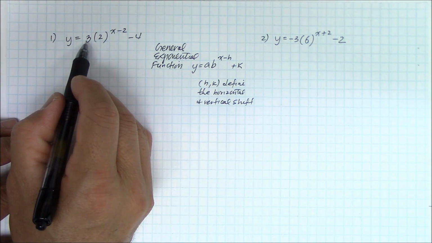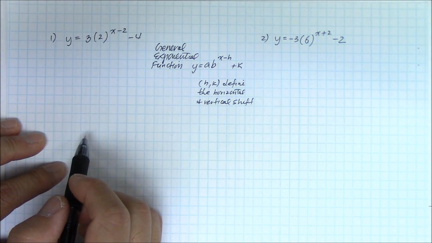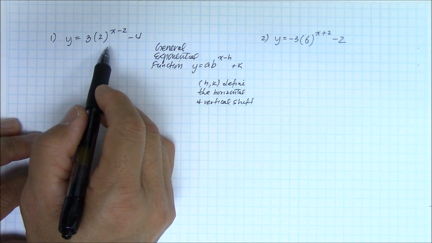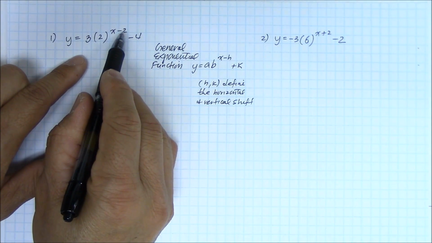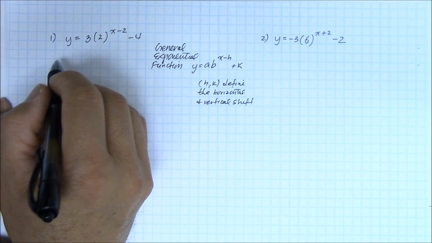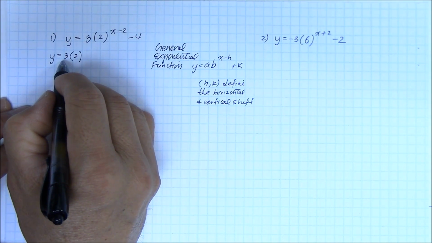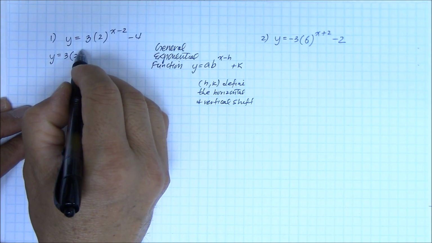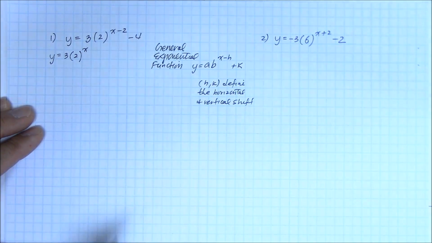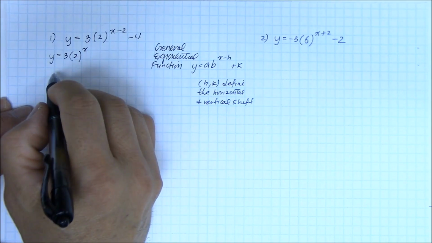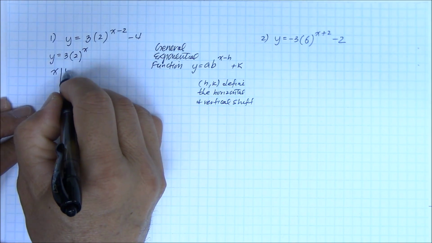What we have is a coefficient 3. Either way, it's going to be the same. What's going to be different is the shift, horizontal and vertical. So we're going to just graph the coefficient, the base, and the exponent without the shift yet. And to do that, we're going to use a table of values. You've done that before.